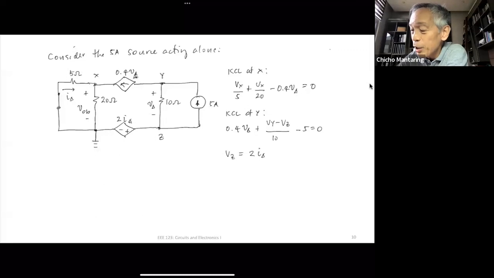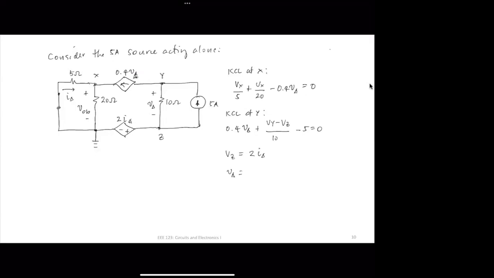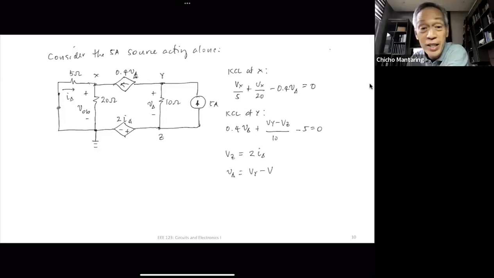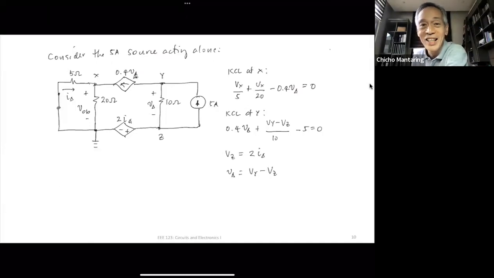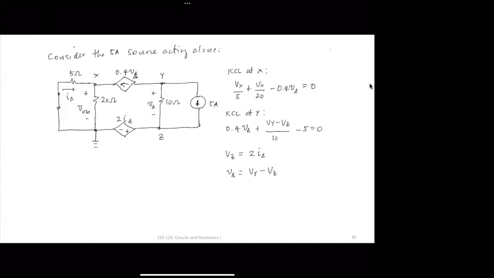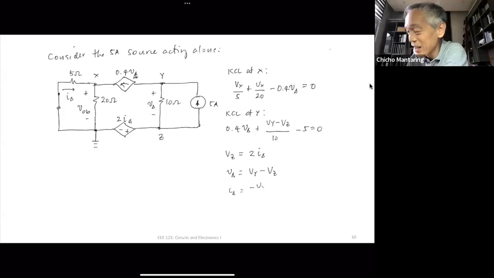First of all, I can get an expression for V delta in terms of Vy and Vz. What is V delta? Vy minus Vz. Yeah, that's just Vy minus Vz, no? Okay, what is my other unknown? It's I delta. What is my expression for I delta in terms of my nodal voltages? Vx over 5. Careful of the polarity. Negative Vx over 5. Right, no? Minus Vx over 5. Okay.